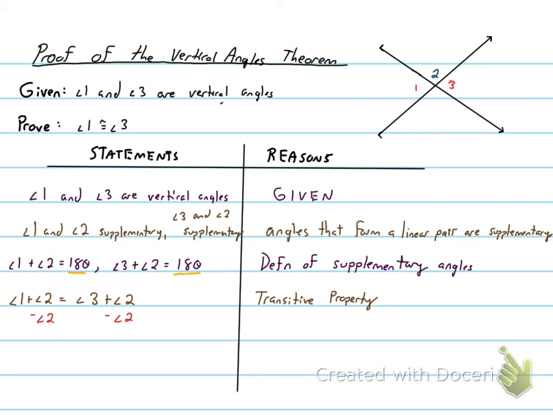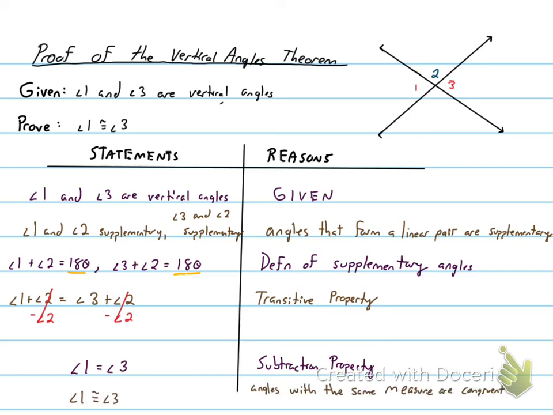From here, I see that I have an angle 2 on both sides. I could subtract that out of my equation to simplify it. So I'm left with angle 1 equals angle 3 by the subtraction property. Now that might look like our proof technically is done there, but just to be proper with our proof, I'm going to finally say that angle 1 is congruent to angle 3, and my reasoning for that is that angles with the same measure are congruent.